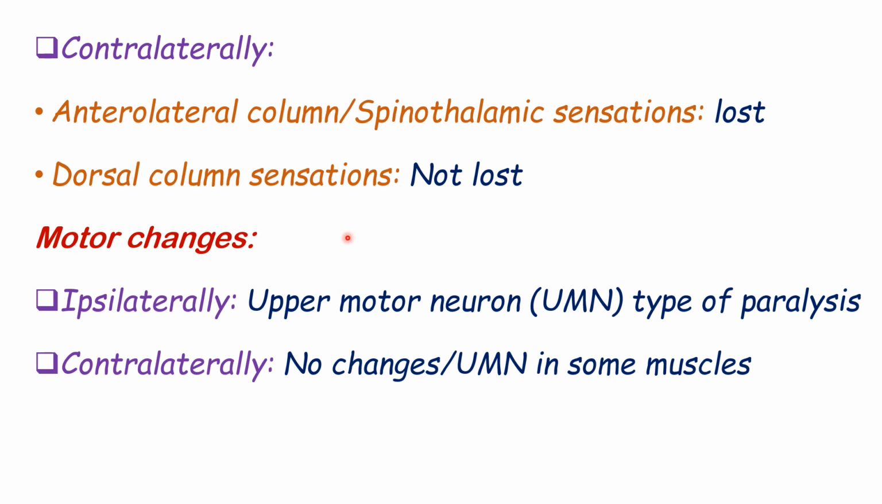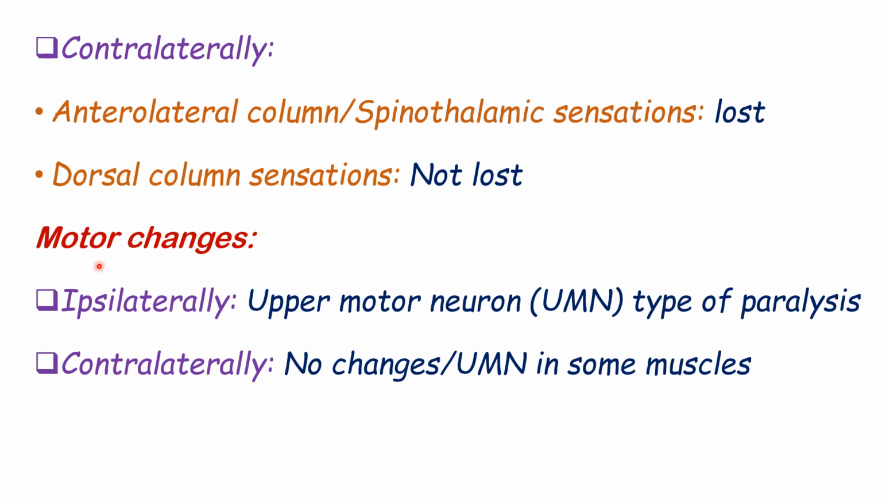So again I repeat, the sensory changes on the same side: there is loss of the fine touch, tactile localization, discrimination, position, conscious kinesthetic sensation, vibration, and stereognosis, while the crude touch, pain, temperature of the opposite side are lost. While on the opposite side, the crude touch and pain are lost, while the dorsal column sensations are intact.